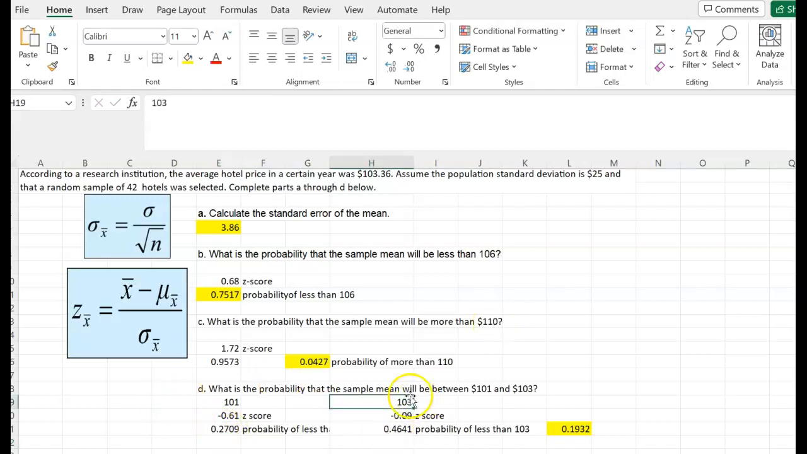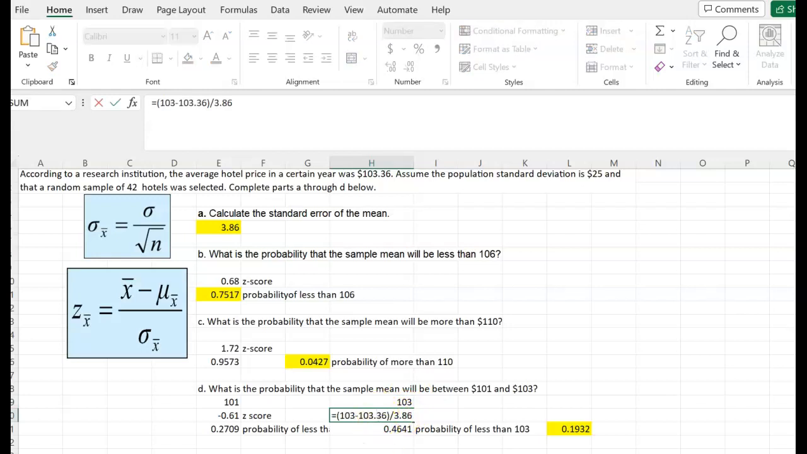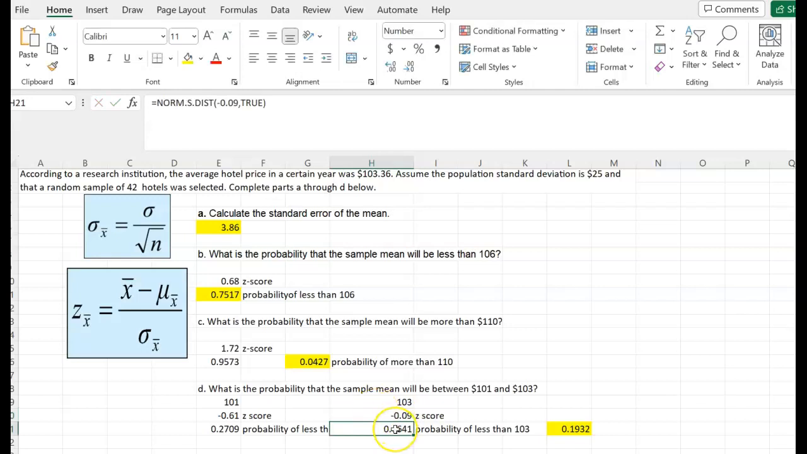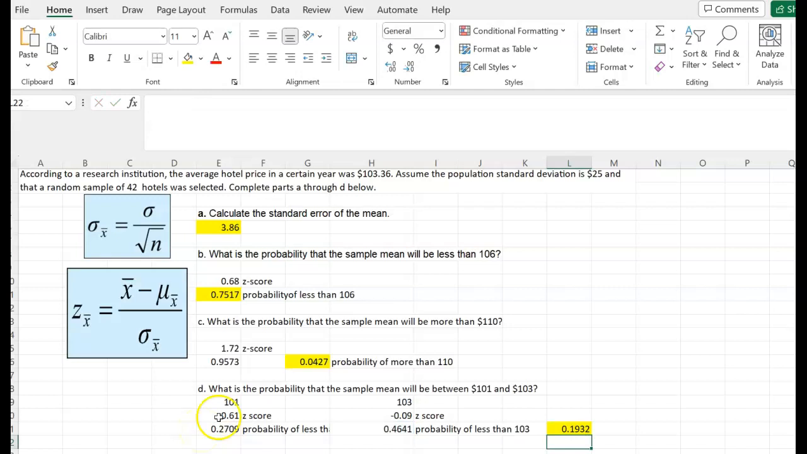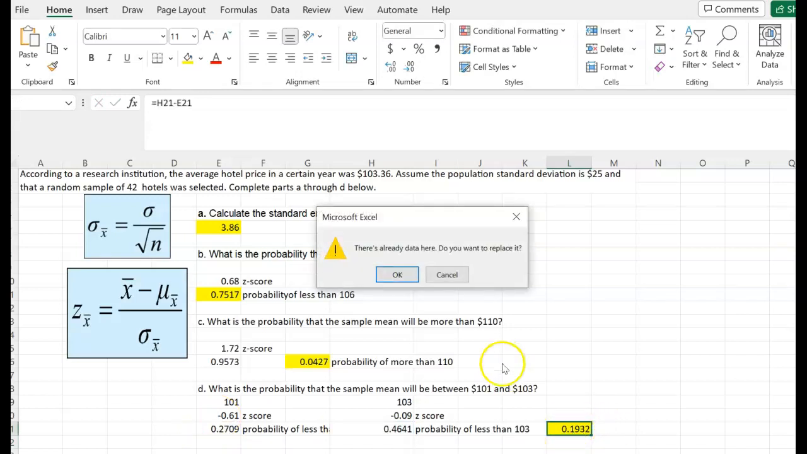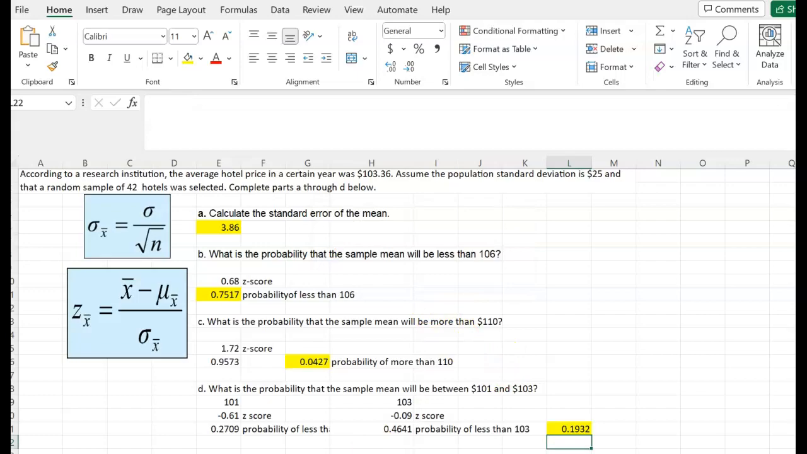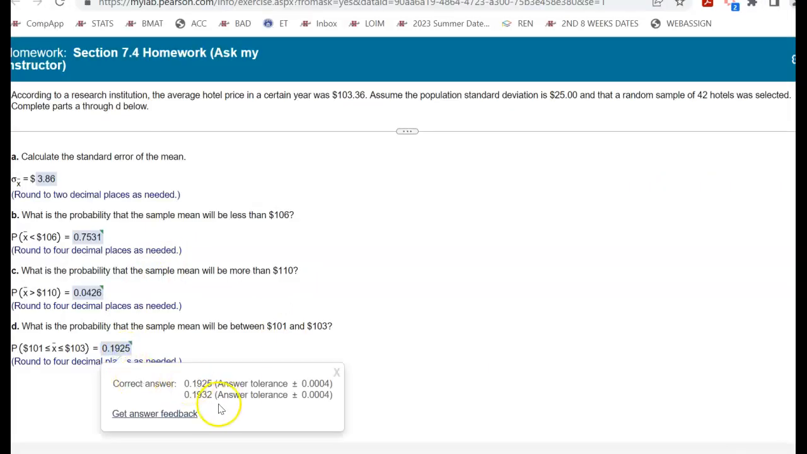Alright, and then do 103. Put that formula in. Do your NORM.S.DIST. Put your z-score and true. Now, to find in between, you take the probability of the larger one and subtract out the probability of the smaller one. So I did 0.4641 minus 0.2709, and you get 0.1932. And let me just show you that is an answer.